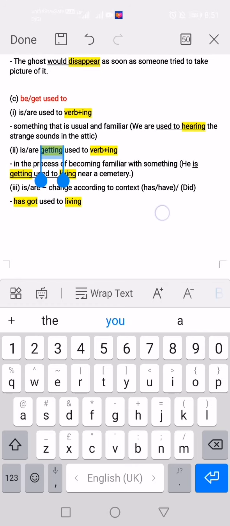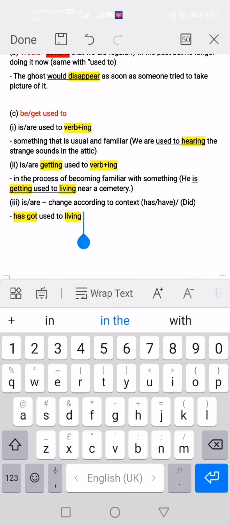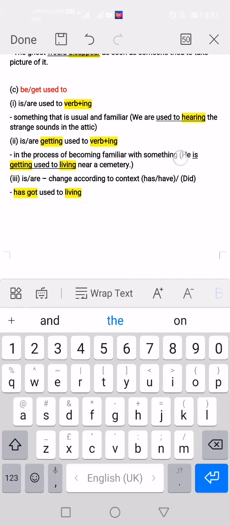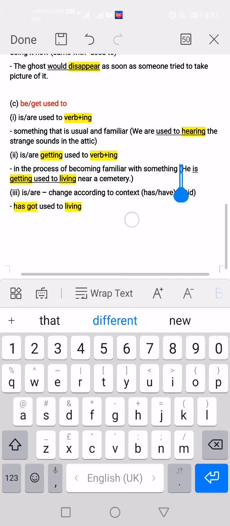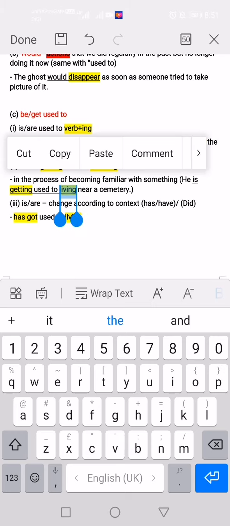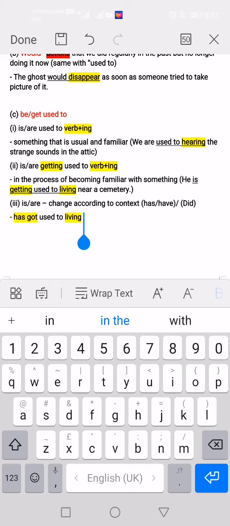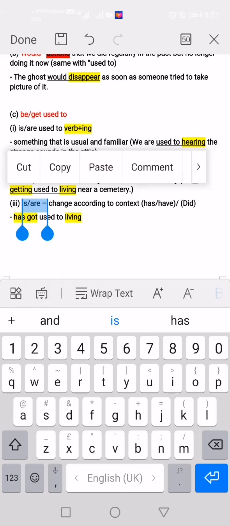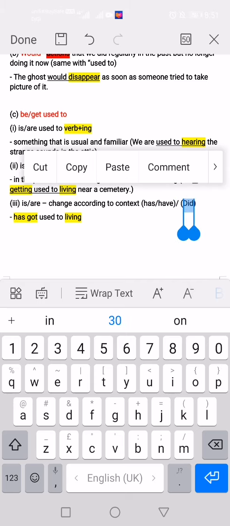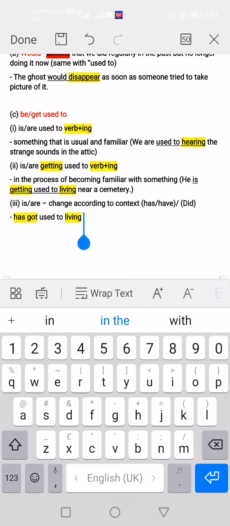Understand or not? So in the process of becoming familiar with something, okay? Still in the process, 还在正在, okay? 正在弄熟自己, masih tengah membiasakan diri sendiri. He is getting used to living near a cemetery. Same thing, he is getting, you have to add ing, and after to, whatever verb you have, you have to add ing. Okay, and then is and are is the most common one. It changes according to the context. Sometimes it can be has and have, sometimes it can be did. For example, had got used to living.